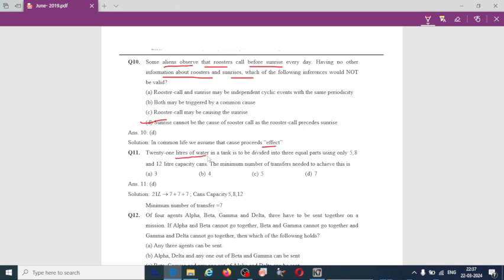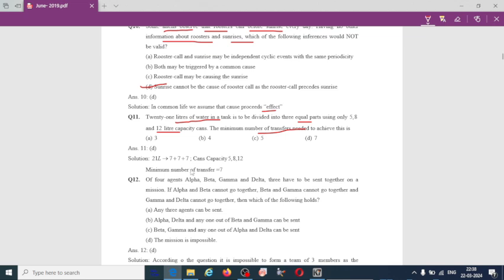21 liters of water in a tank is to be divided into 3 equal parts using 5, 8, 12 liter capacity cans. The minimum number of transfers needed to achieve this is. So 21 liters we can divide into 7 plus 7 plus 7. The cans' capacity is how much? 5, 8, 12. So the minimum number of transfers will be equal to 7. Option D.